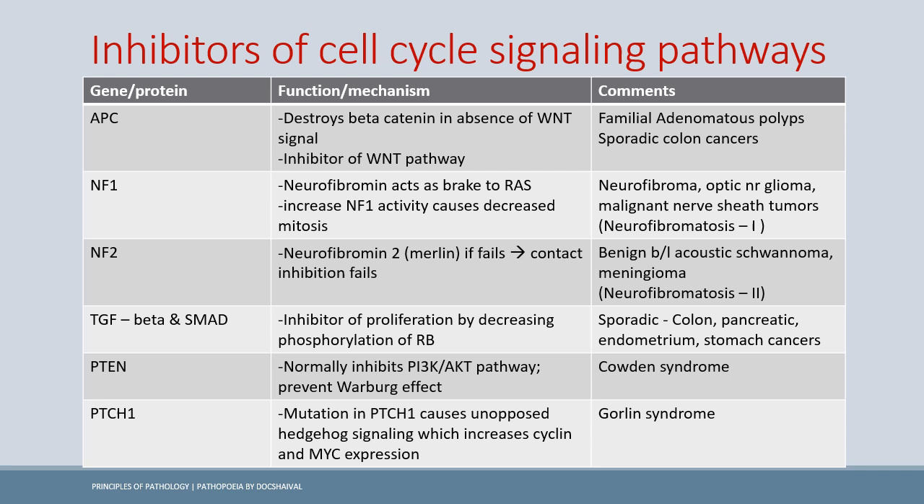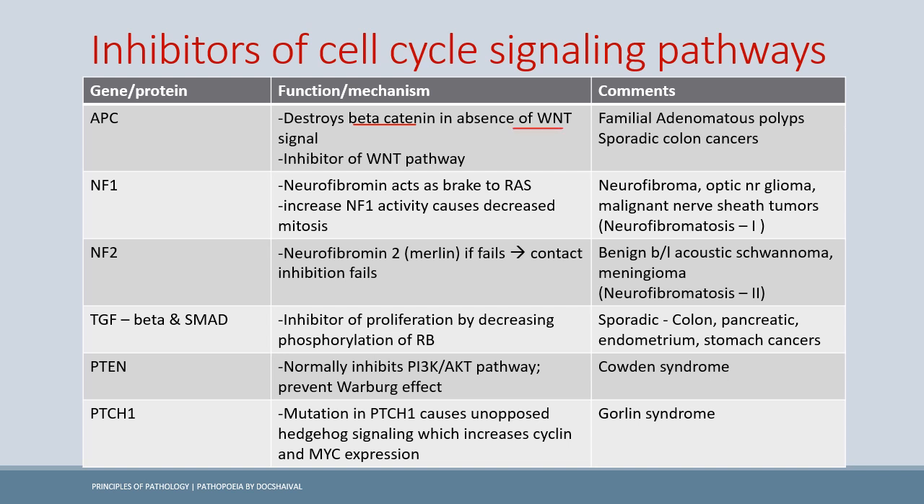Now what we are going to see is the inhibitors of those cell cycle signaling, which actually inhibit the main growth factor promotion. Okay, so the first of them would be our APC. As I've already stated, APC forms a part of the WNT signaling pathway, and it destroys the beta catenin in absence of the WNT signaling.